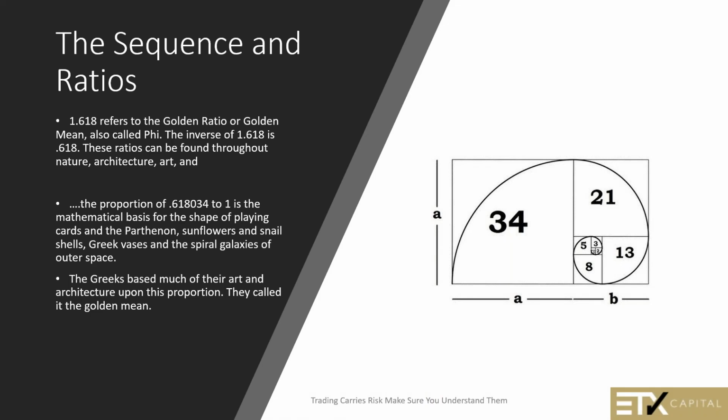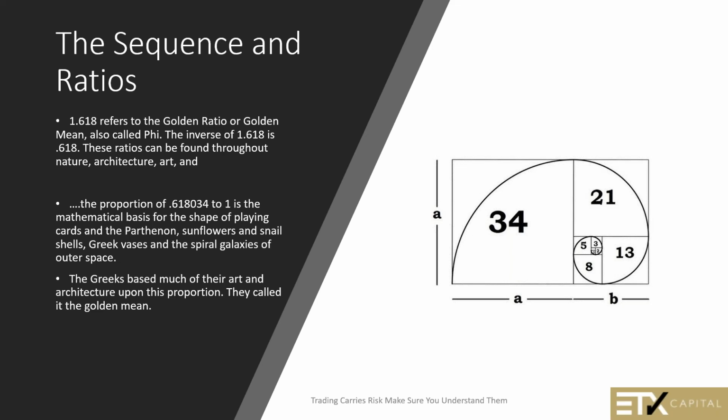But if you remember right, the first number we came up with was 1618. 1618 refers to the golden ratio or the golden mean, and it's sometimes called phi. The inverse of 1618 is 0.618. Now, these ratios can be found all throughout nature, even though we just did this little calculation, and we didn't apply it to the universe, and we didn't look at any big calculations, and we didn't use big computers, and we didn't go out and look at physics and biology.